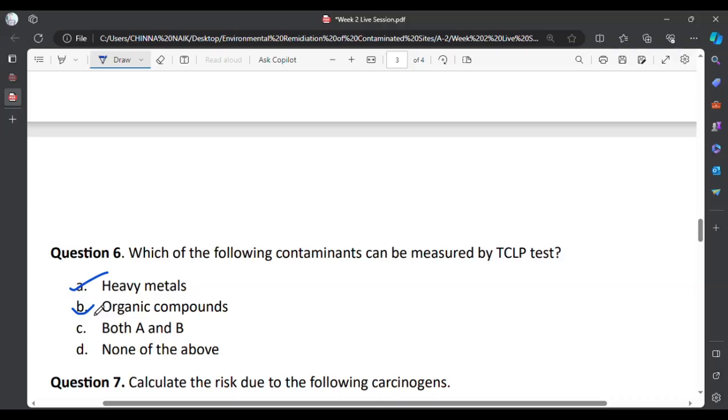That liquid we take to the ICP-MS instrument, which gives the heavy metal concentration results. For organic compounds we use different instruments. So generally we use TCLP for both organic and heavy metal concentration. So the answer for this question is both A and B. The answer is C, both A and B.